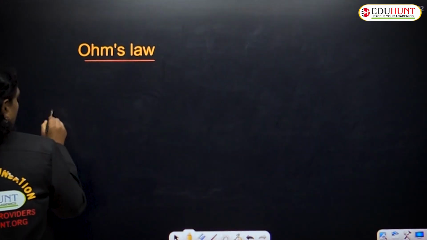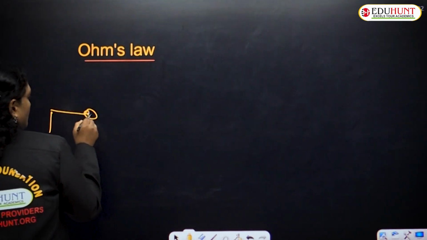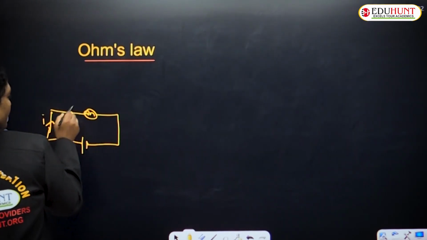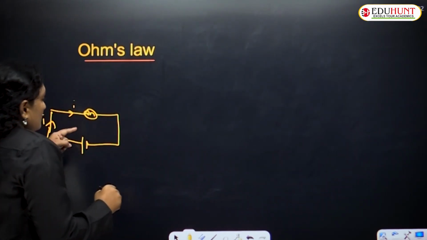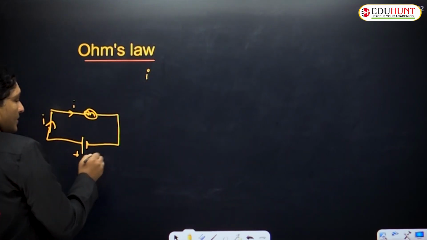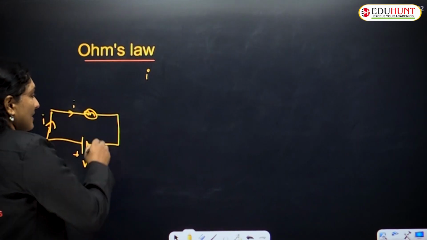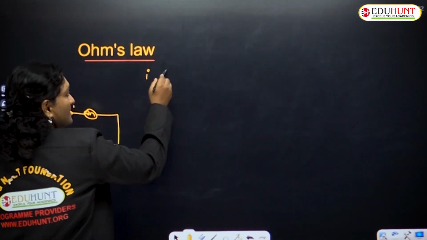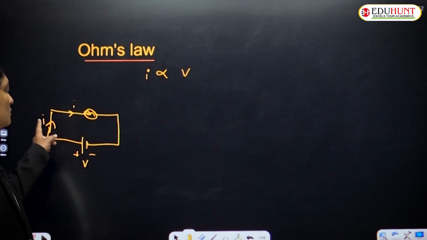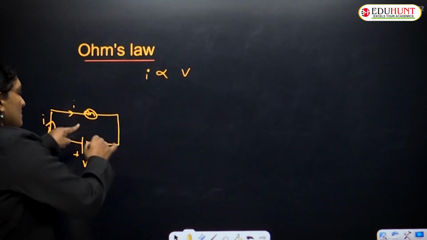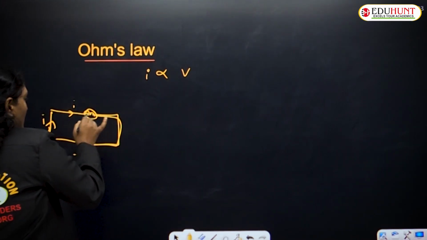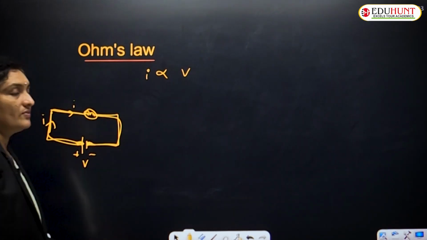I have already told you that we have considered a closed circuit. A battery is connected, and current is passing. This is the current, and here is the potential difference we are applying. The current across the metallic wire is directly proportional to the potential difference across the two ends of the metal wire. So this is the complete metal wire, this is one end of the metal wire, and here is the other end of the metal wire.